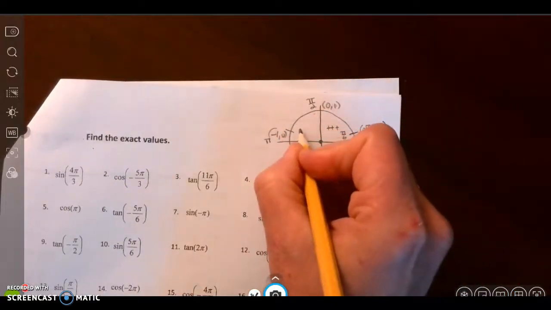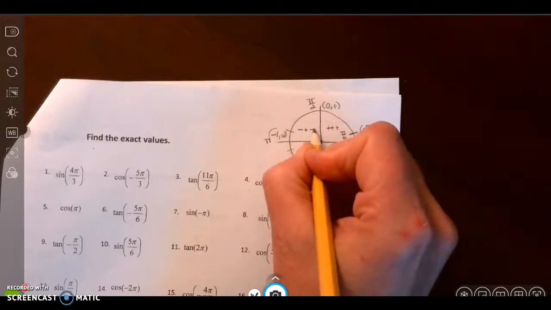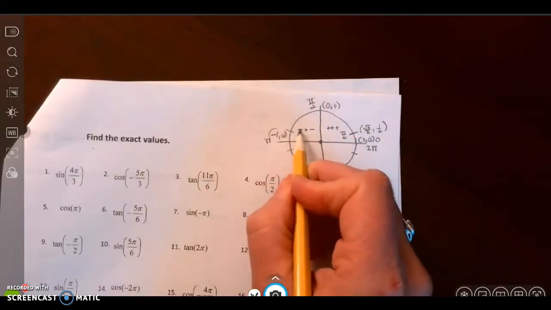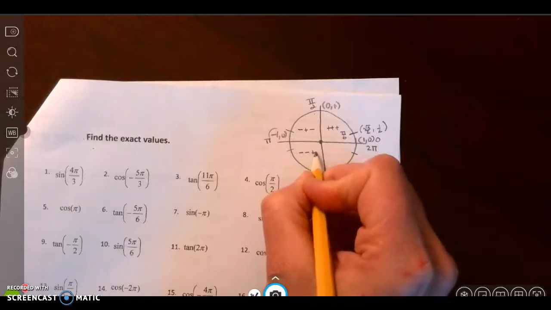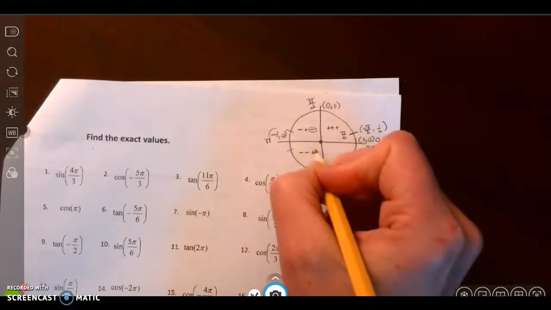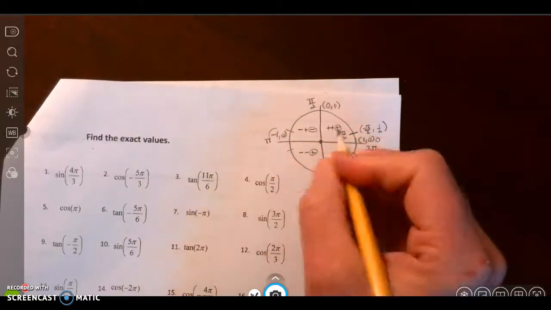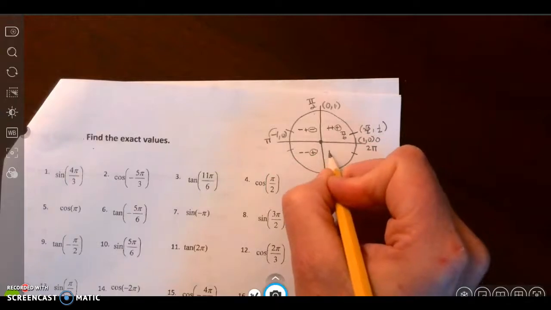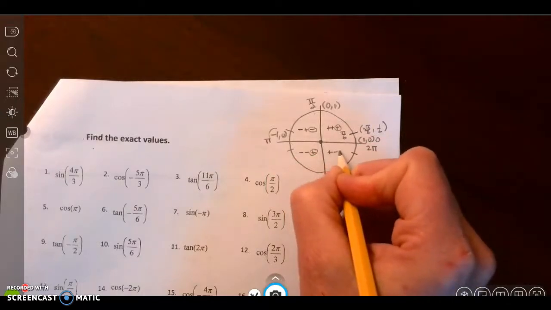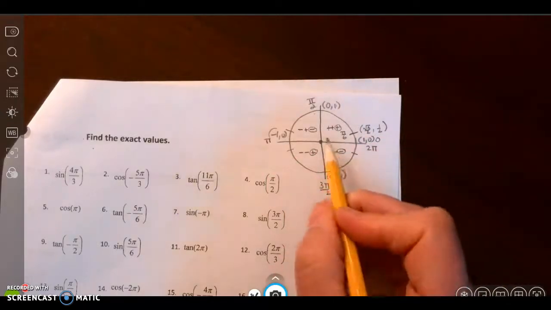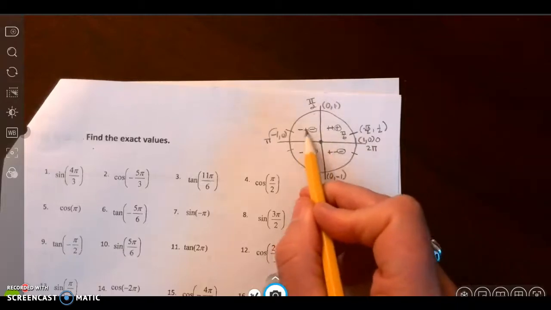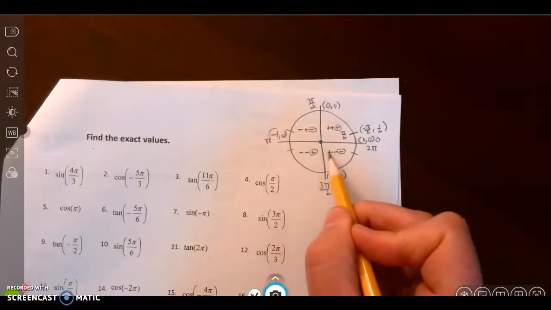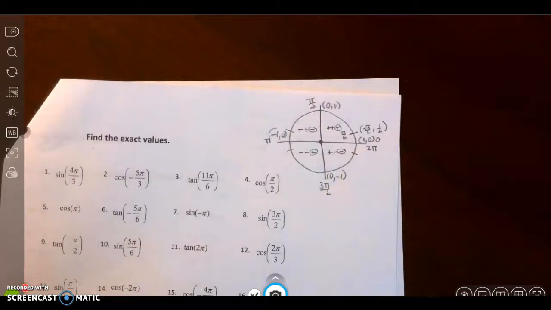This is my negative, positive quadrant, meaning sine, cosine, sine, tangent. This is my negative, negative, positive quadrant. I'm going to circle the tangent. And then this is my positive, negative, negative quadrant. And again, I'm just doing this by xy, xy, xy, xy. That's how I get that.